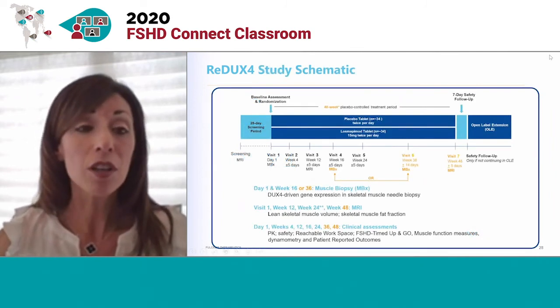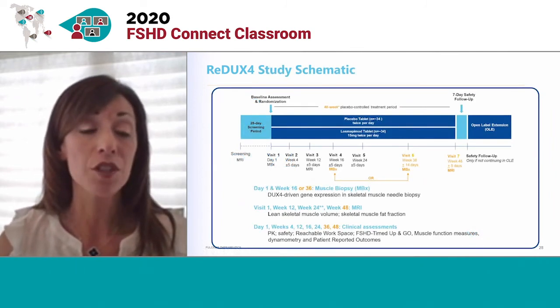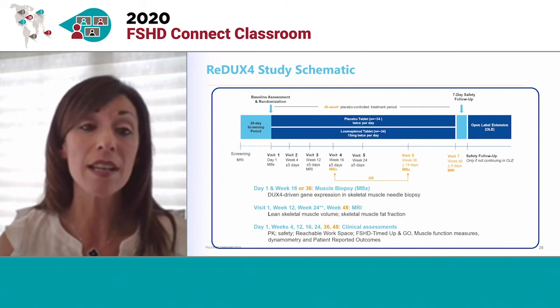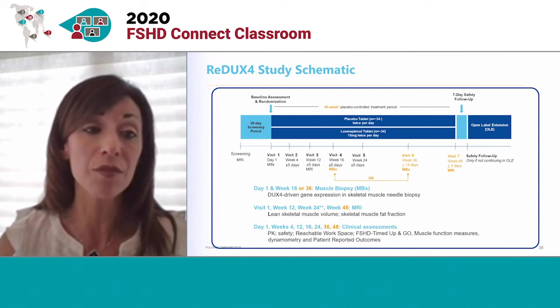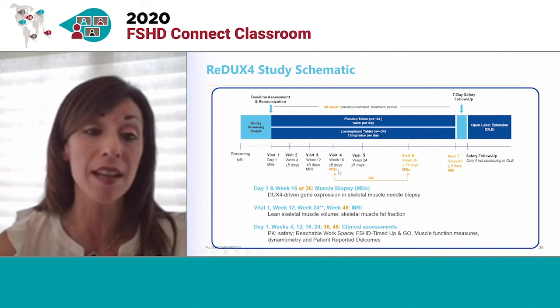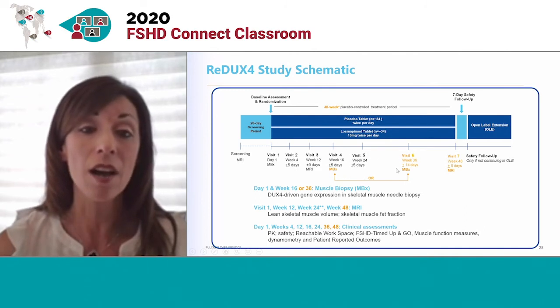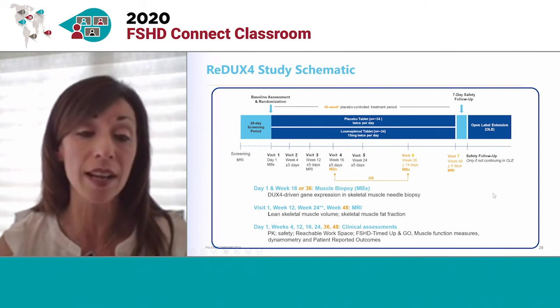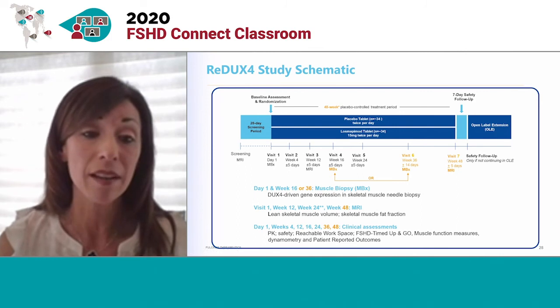And so currently, we did have to amend our ReDUX4 study due to the COVID-19 pandemic. And we increased the duration of the study from 24 to 48 weeks to allow another opportunity to assess for efficacy. So biopsies can now be collected at week 36 if the muscle biopsy was not able to be collected at week 16 due to the COVID-19 pandemic.